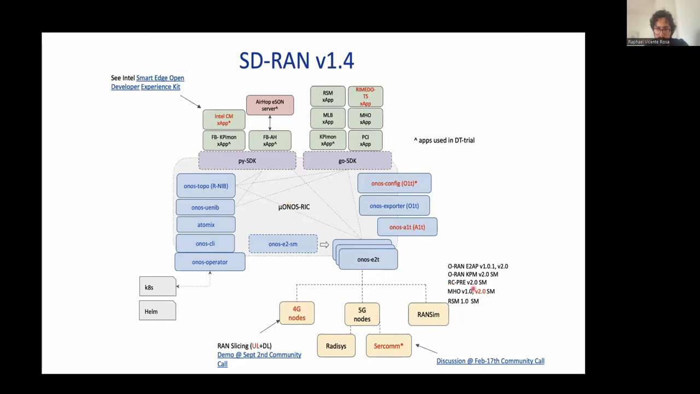Here we had the evolution of the MHO service model to version 2.0, the enhancement of the RAN slicing use case, not only using downlink, but also using uplink, and a previous integration of 5G small cells that was done with a partner, Sercomm. All of these are the topics that are highlighted here.